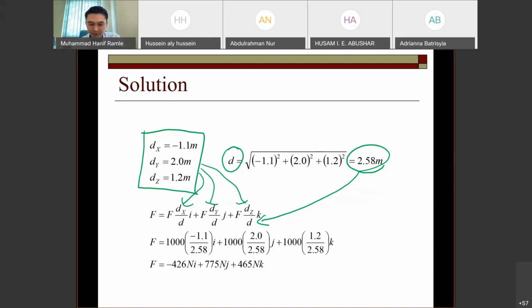Okay, just to remind you, there are many mistakes from students in this part. Okay, in this part. There are many mistakes from students in this part.